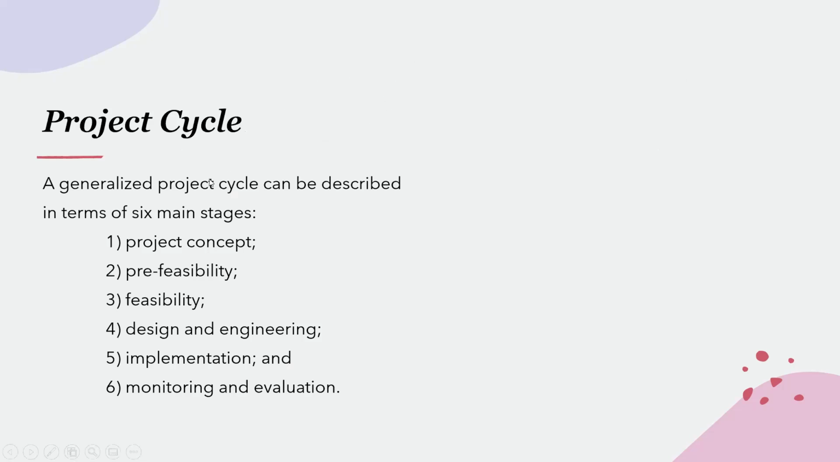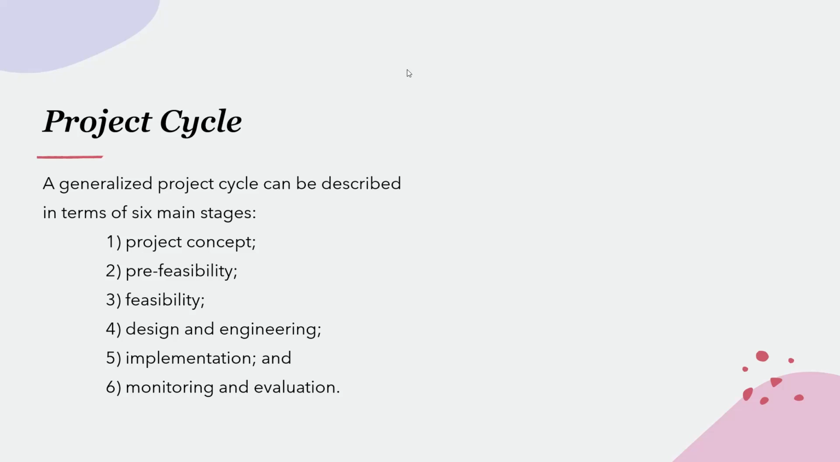We should know the project cycle in order to consider the sustainable aspects as well as specifically the economical aspects of a project. The project cycle mainly consists of 6 main stages. What are these 6 main stages? The first one is the project concept. Second is the pre-feasibility stage. Third is the feasibility stage. Fourth is the design and engineering stage. Fifth is implementation or the construction. And sixth is monitoring and evaluation.